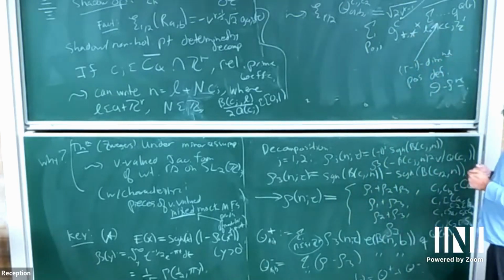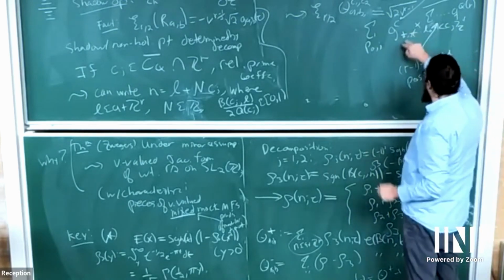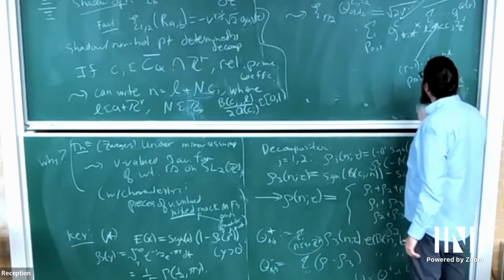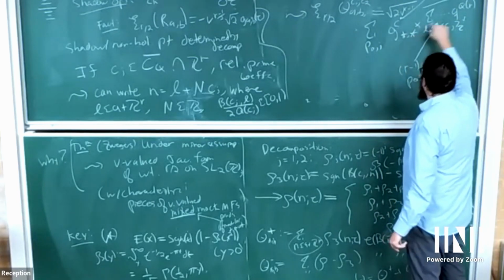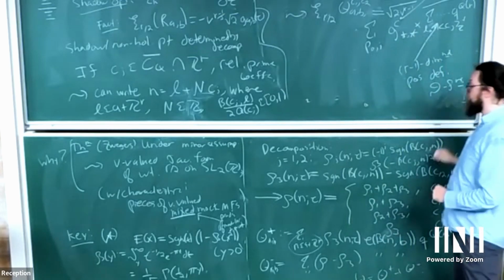And this is why you do need to consider mixed modular forms, because the shadow is not really a modular form. It's a finite sum of modular forms times conjugates of modular forms in a different way.